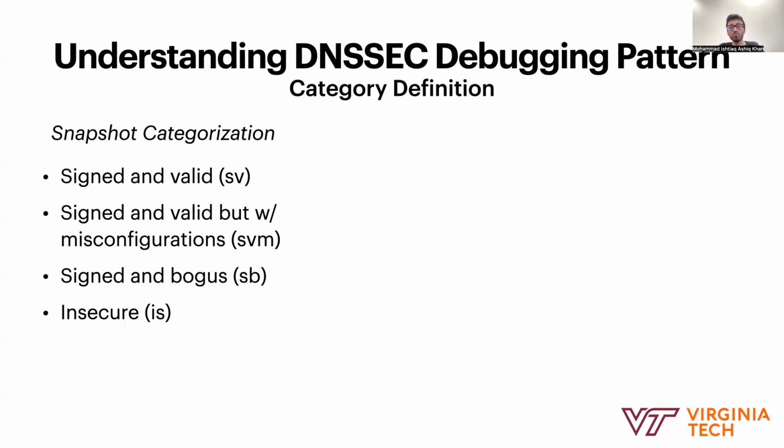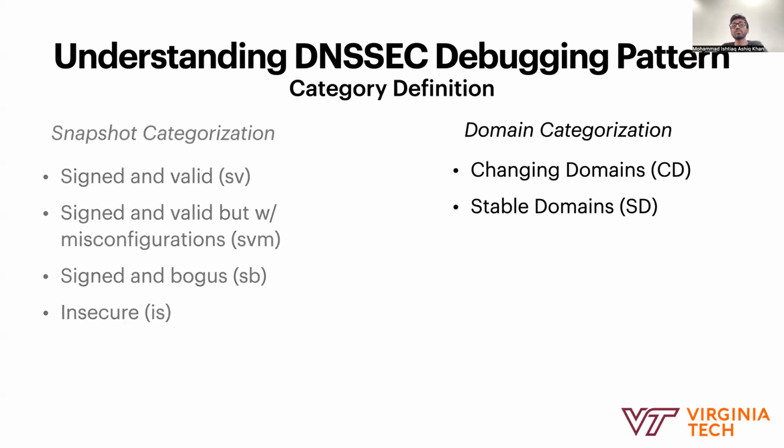Then you have the signed and bogus category, which means that at least one authoritative server of the domain in the snapshot will fail cryptographic validation. So for example, one RRSIG has an expired signature. These errors generally produce a SERVFAIL response code, effectively breaking DNS resolution for validating resolvers. And finally, we have insecure, which means the domain in the snapshot is explicitly unsigned in a valid way. So there is a confirmed proof of non-existence of a DS record that resolvers can recognize. So these are the snapshot categories.